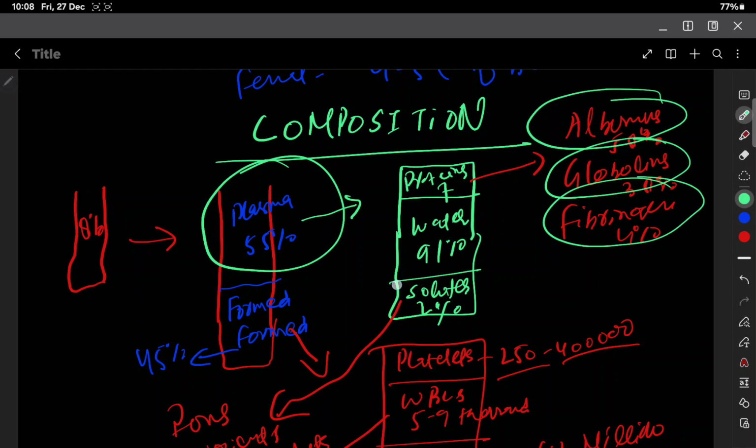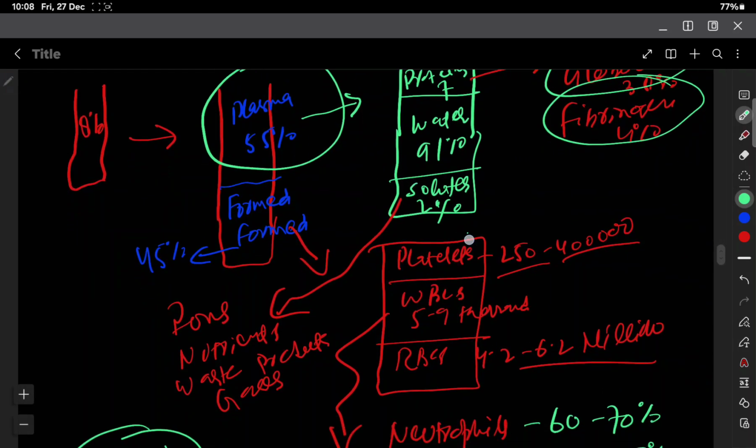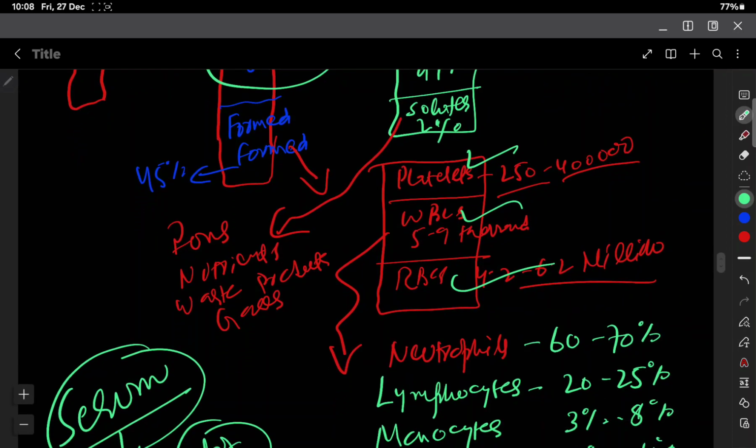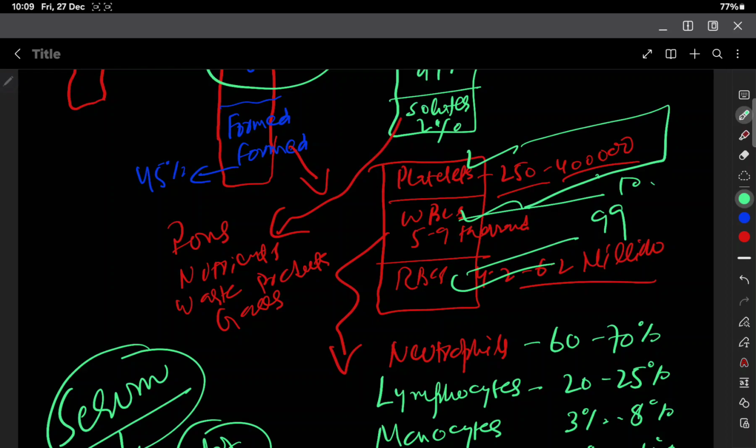The other 45% is the formed elements, which are called blood cells: platelets, WBCs, and red blood cells. 99% are erythrocytes, red blood cells, because they have an important function, which is transport of oxygen. They have other important functions also. And 1% are platelets plus WBCs, while RBCs are 99%.